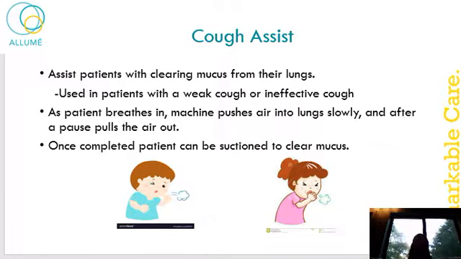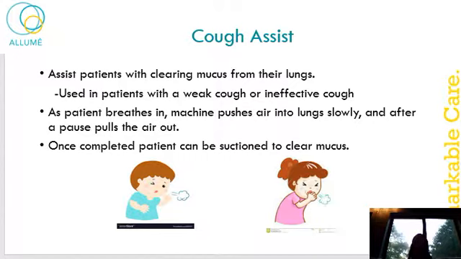Some of our patients have something that we call a cough assist. This assists patients with clearing mucus from their lungs. It's used in patients with a weak cough or ineffective cough. As the patient breathes in, the machine pushes air into the lungs slowly, and after a pause, pulls the air out. So it's the same mechanism as if you had a really good cough. Once completed, the patient can be suctioned to clear the mucus.